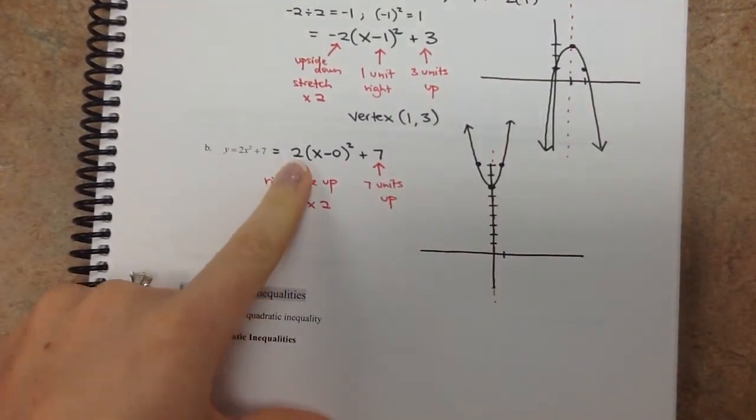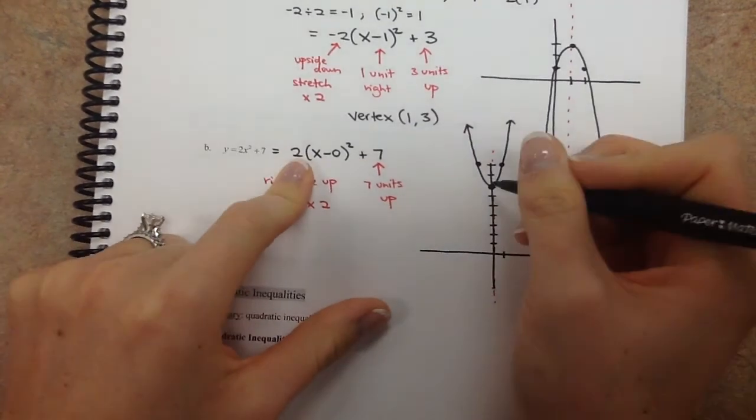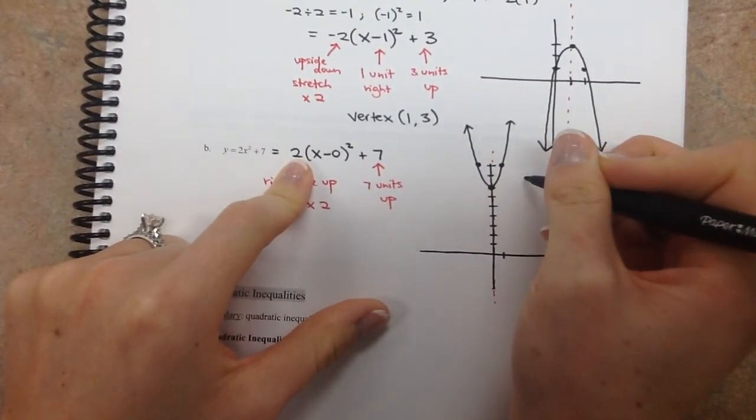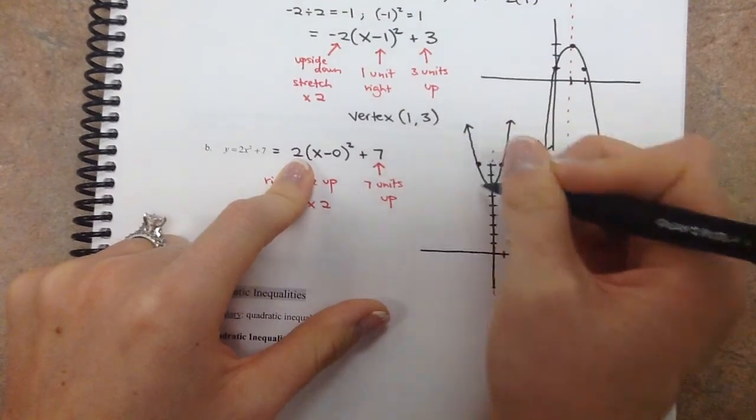So if this were like a fraction, maybe this were like a 1/3 or something like that, I would go up 1 over to the right 3 to plot another point. And then you could see that would make it nice and wide.